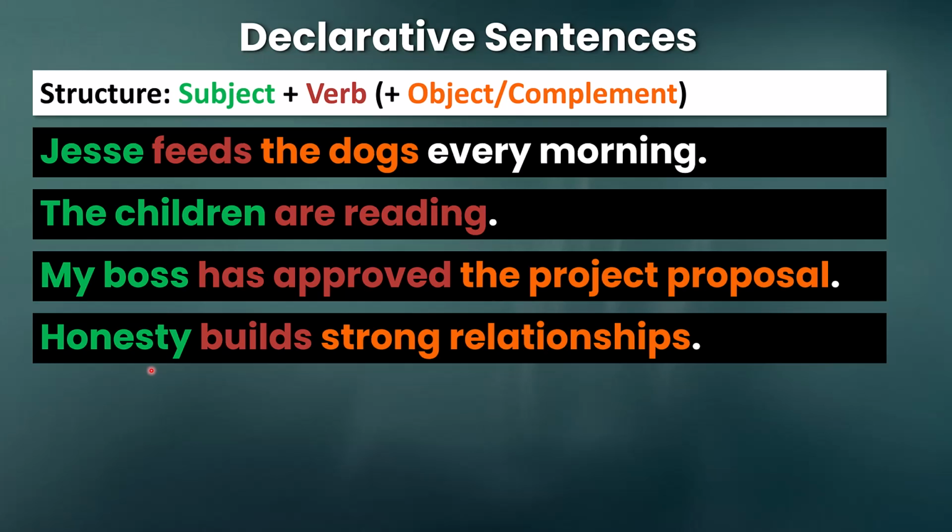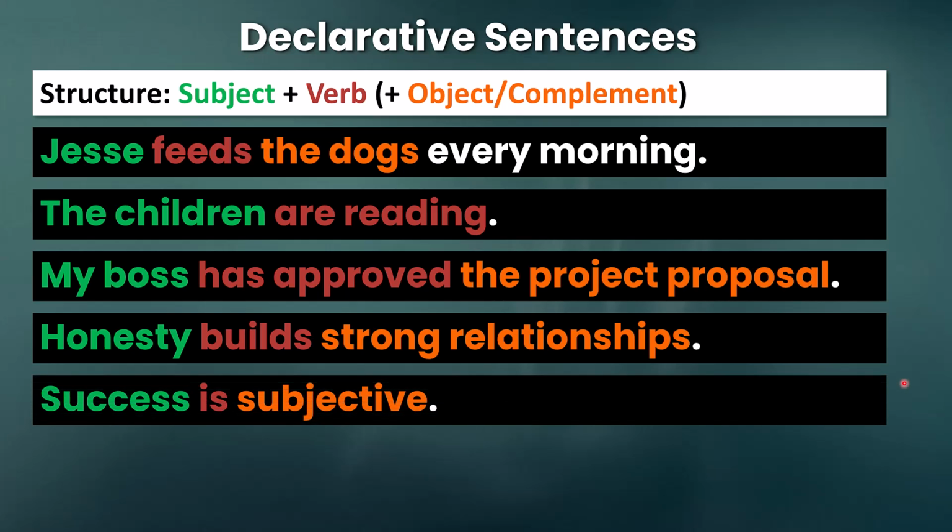Honesty builds strong relationships. Honesty is the subject of this sentence. Builds is the verb, and strong relationships is the object. And finally, success is subjective. So as you can see, all of these sentences follow the structure of subject plus verb plus object or complement. And all of these declarative sentences end with periods.